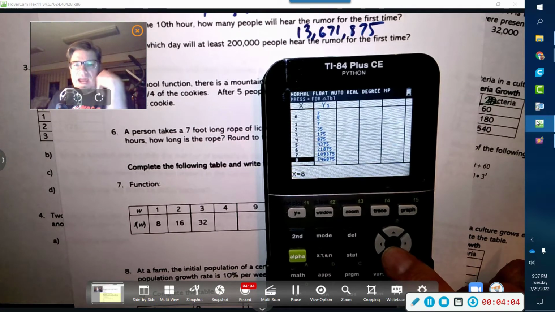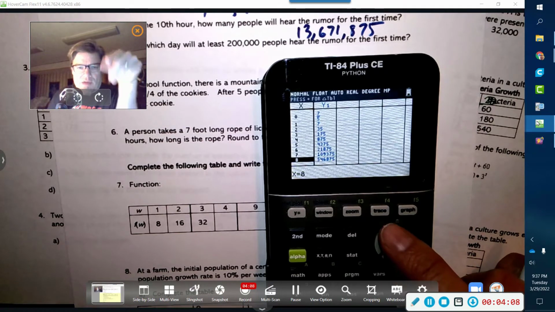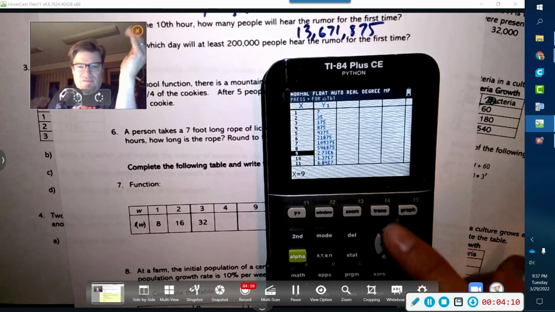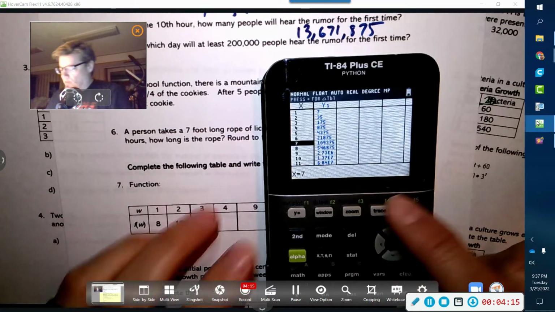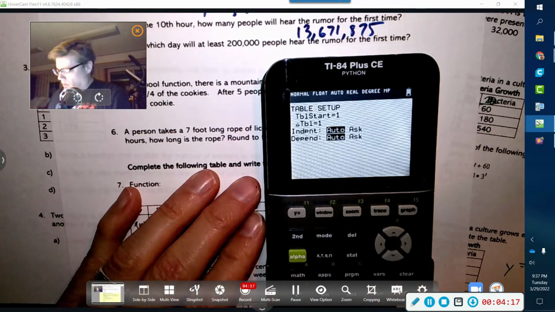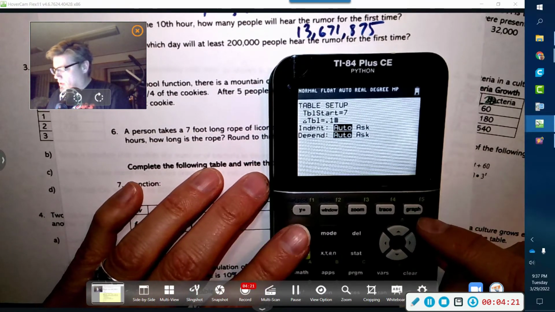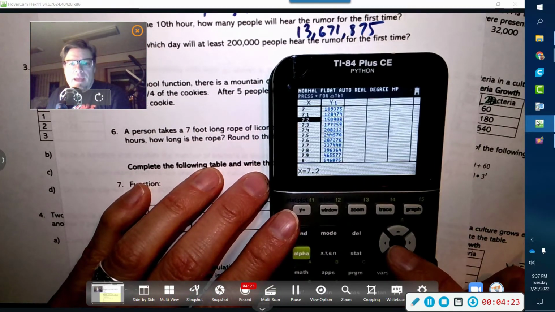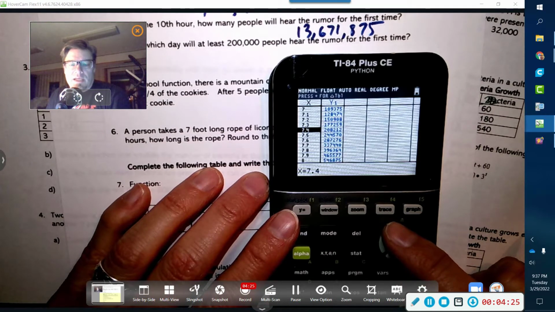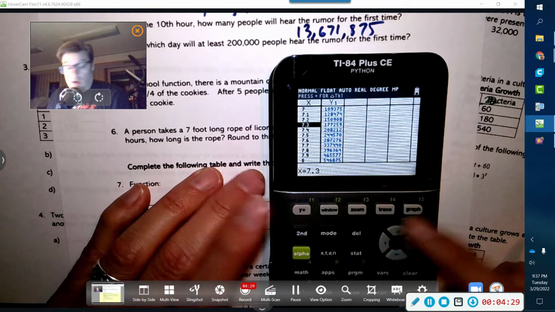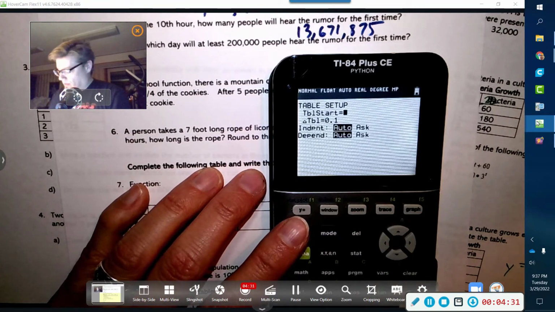It looks like it happens in between 7 and 8. Okay, that's where 200,000 is. That's 100 and some change. That's 500 and some change. So let's go ahead and change my table now to get a little closer. I know it's between 7 and 8, and I'm going to go by 0.1. And I'm going to go ahead and go to second table. And it looks like it happens in between 7.3 and 7.4. Okay. So start at 7.3.